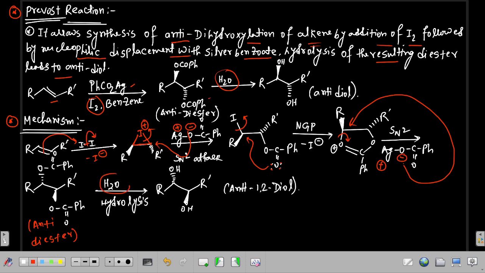After that, the hydrolysis: H2O will attack the carbonyl, so it leads to the breaking of this bond, and the same for this one also. So it will form R-COOH, and here OH also. So it will form an anti-diol here.